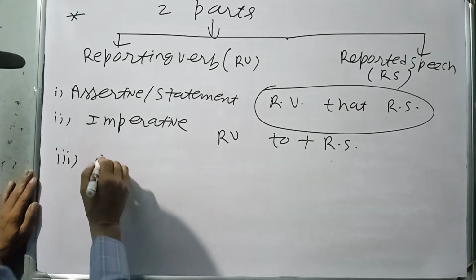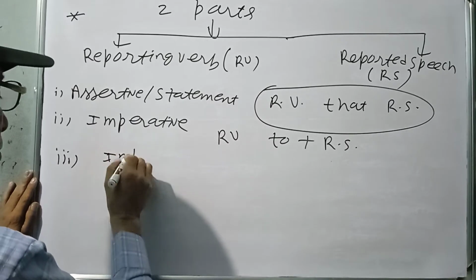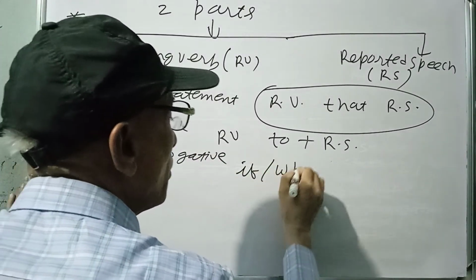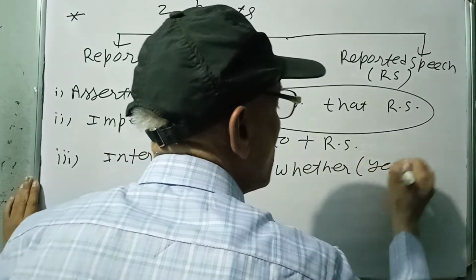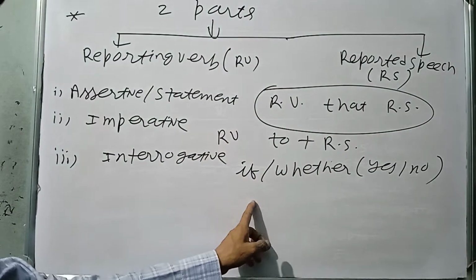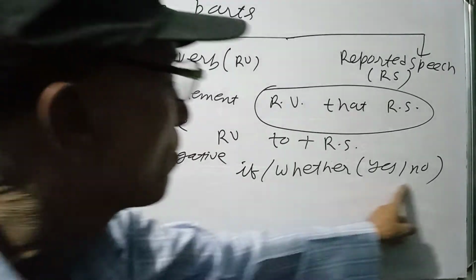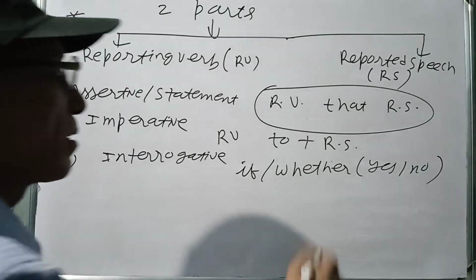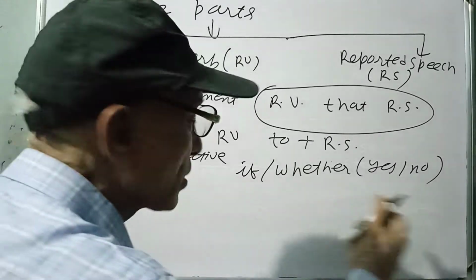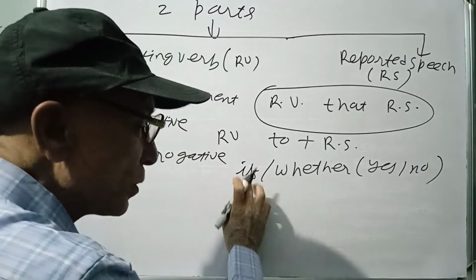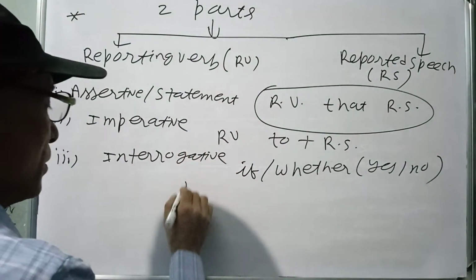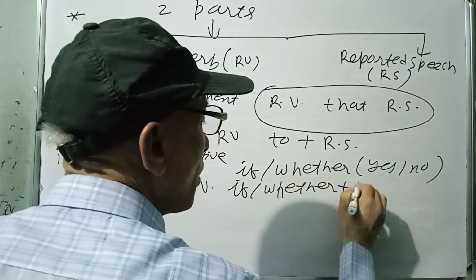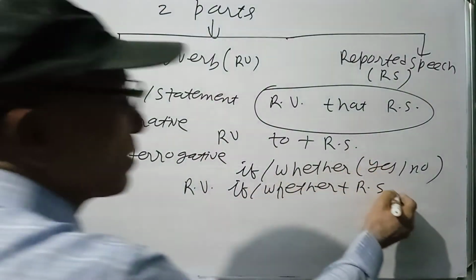Another, if the sentence is interrogative, you have to use if or whether for a yes/no question, starting from an auxiliary verb like is, am, are, was, were, do, does, did, has, have, had, etc. Will, shall, may, might, must, ought to, have to, etc. Use if or whether: reporting verb, if, whether, plus reported speech.